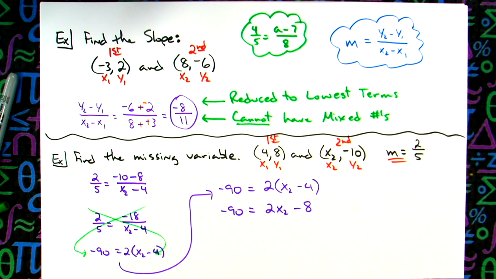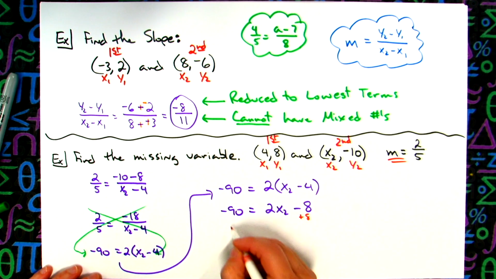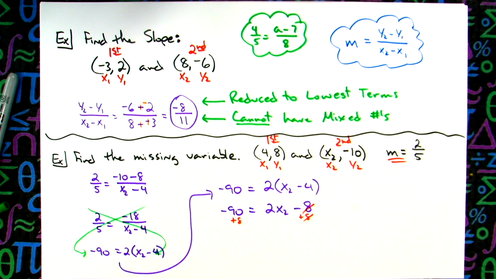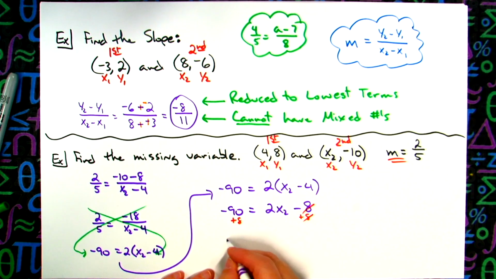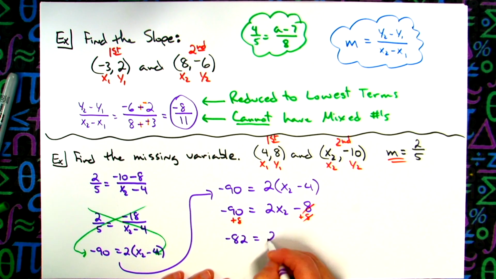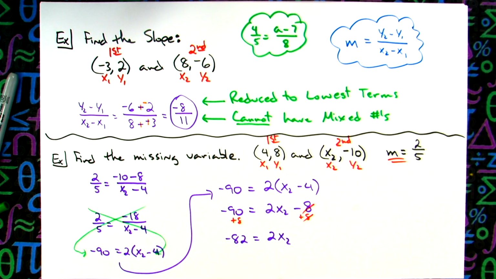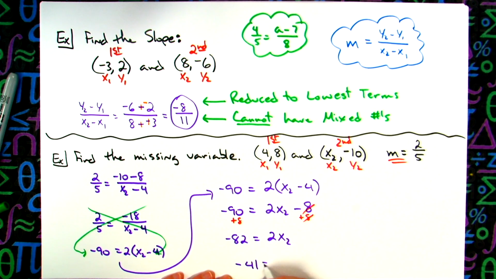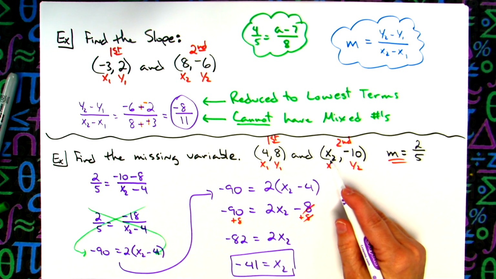Are we at a two-step equation here? Can I add 8 to both sides? Add 8, add 8. Negative 90 plus 8 is negative 82. Negative 82 is equal to 2 x sub 2. How do I get rid of a coefficient in front of a variable? Divide both sides by 2. So that would be negative 41 is equal to x sub 2. So I have found my missing x coordinate right there as negative 41.